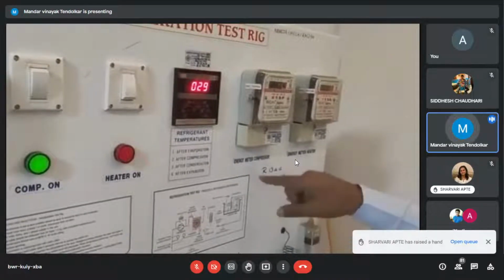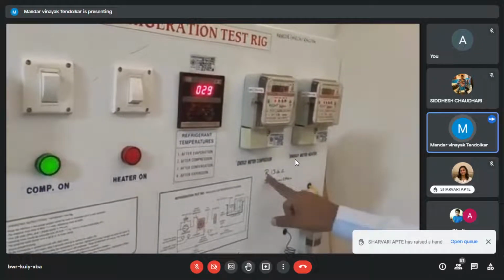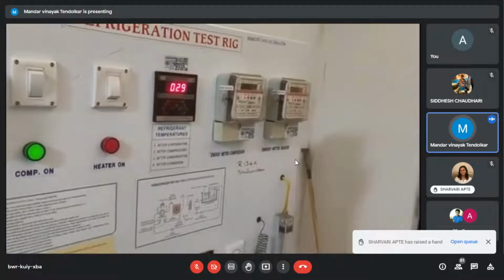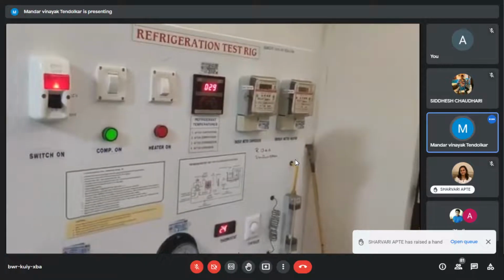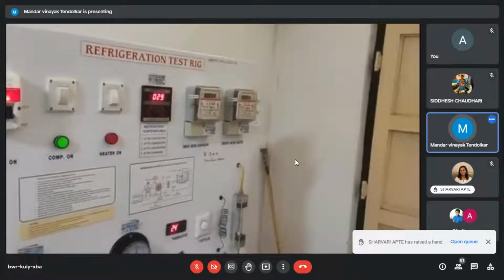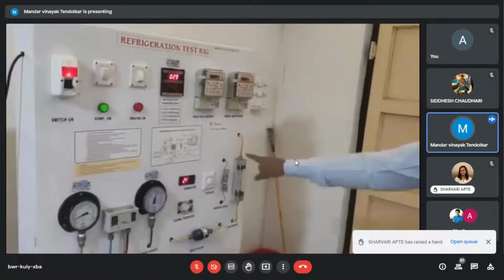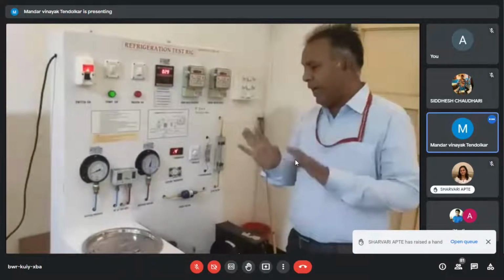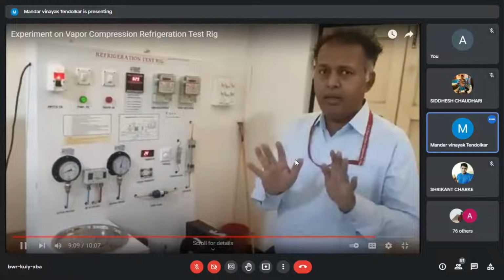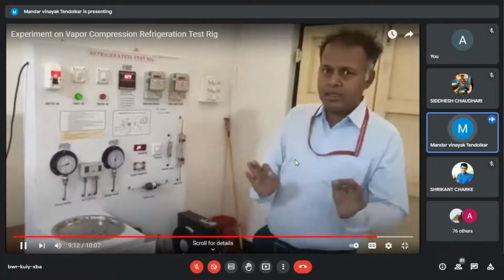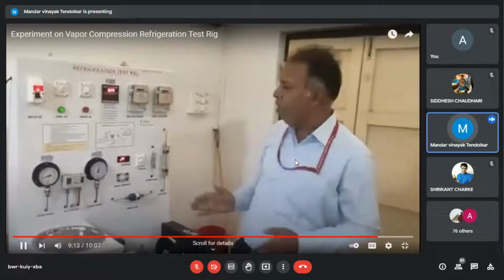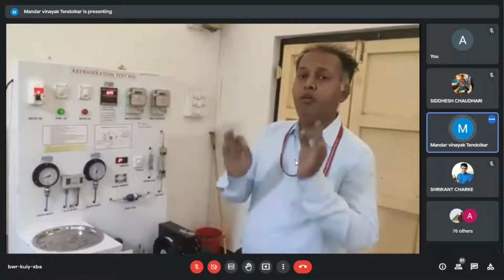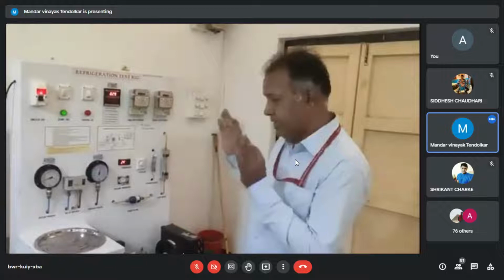Because the refrigerant being circulated in the setup is R134A, we need to use the pressure enthalpy diagram of R134A. If we are doing the calculations using the refrigeration tables, we need to refer to the tables of R134A. So I guess this setup is understood. What is the aim of this? Let me just summarize what I have told. The aim of this is to demonstrate the principles of a vapor compression refrigeration system.